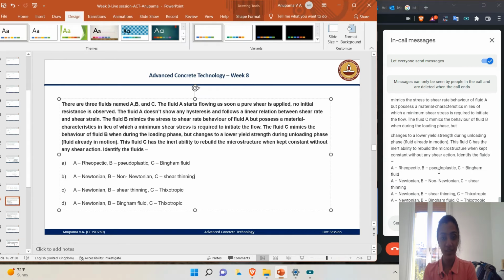Okay. Option A: rheopectic, pseudoplastic, and Bingham fluid. Option B: Newtonian, non-Newtonian, and shear thinning. Option C: Newtonian, shear thinning, and thixotropic. Option D: Newtonian, Bingham fluid, and thixotropic.